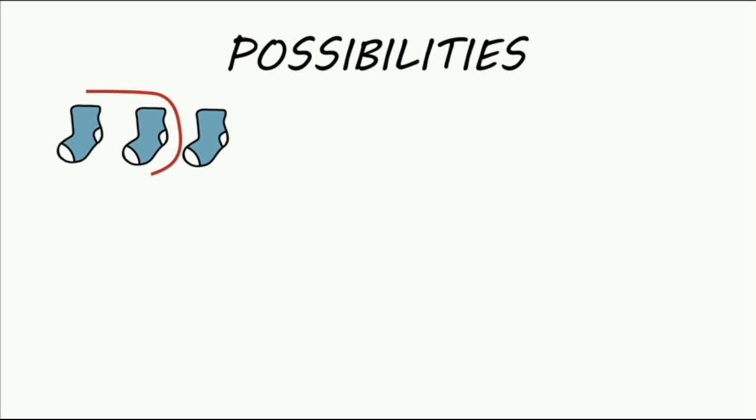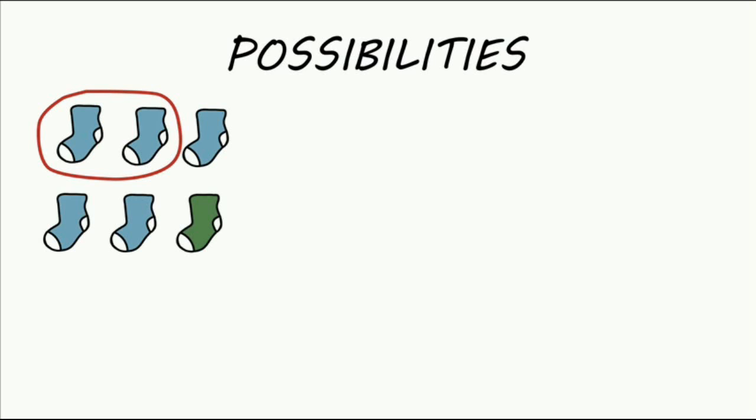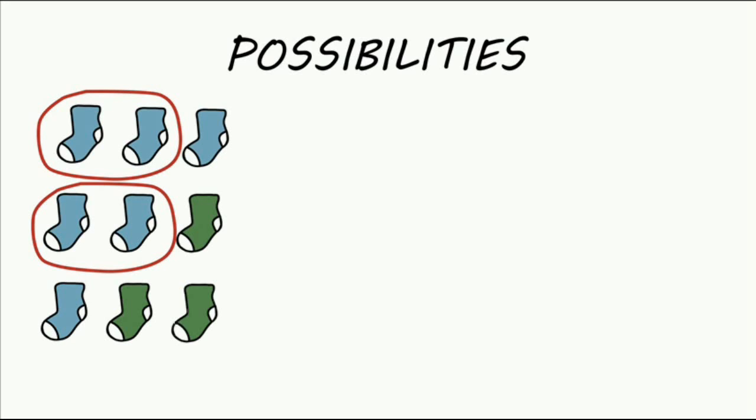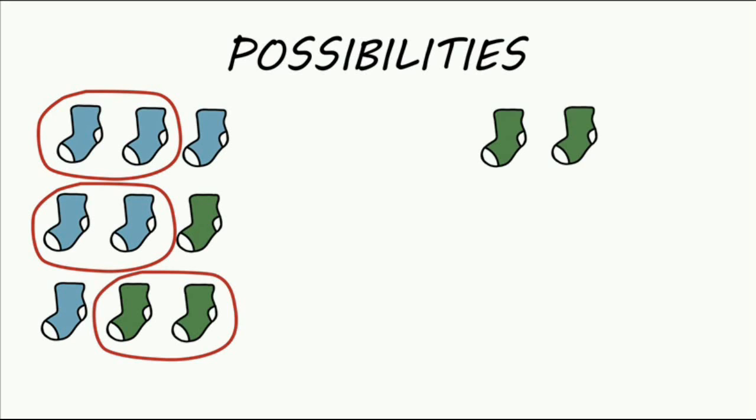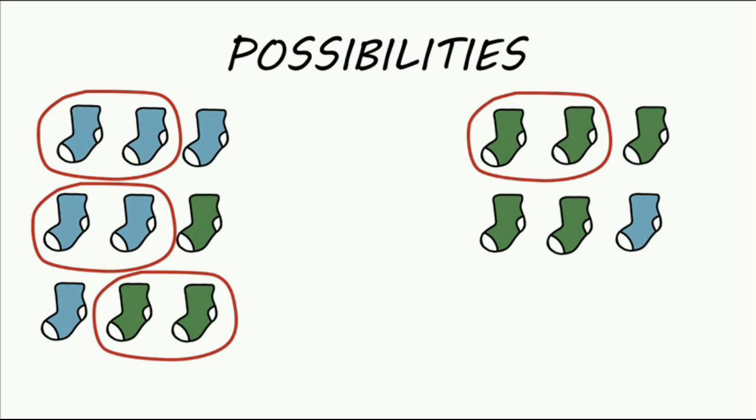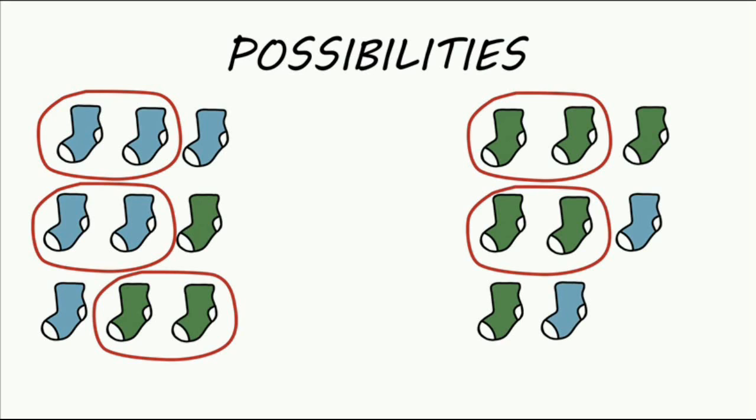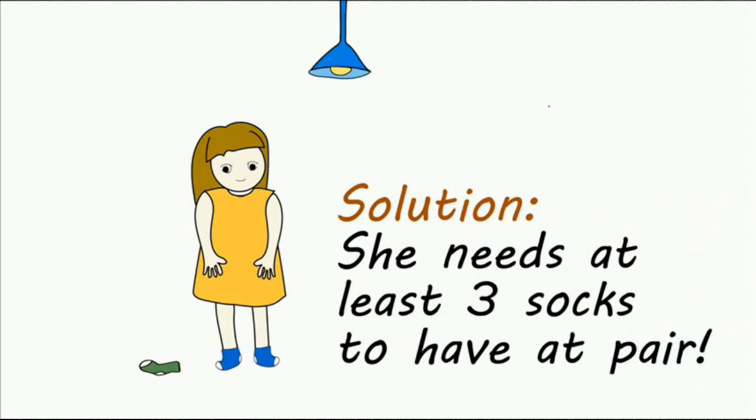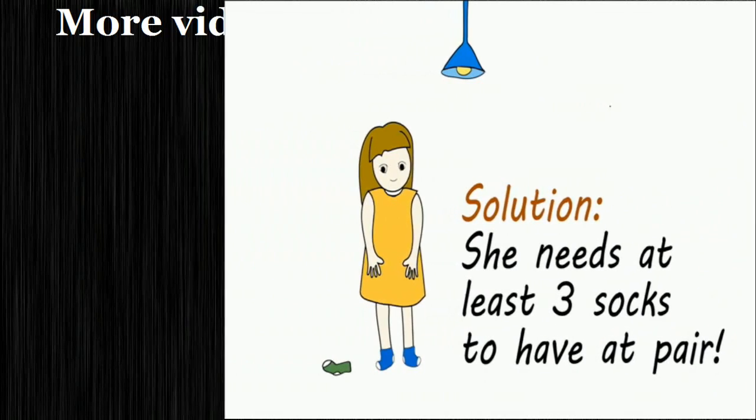So I think the best solution to this problem can be shown with all of the different possibilities or combinations. Notice if she takes all blue socks, or one blue, two green, one blue, or all green socks, every single combination, she's going to have at least one pair of socks. And this would not have happened if she had taken two or fewer socks out of the basket. So the solution to this question is she needs to take at least 3 socks out of the basket to have a pair.